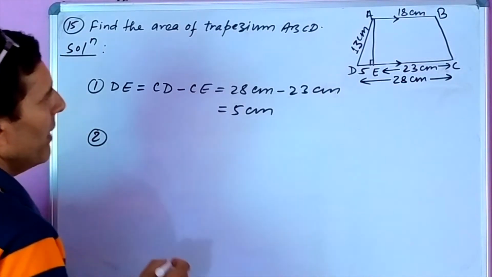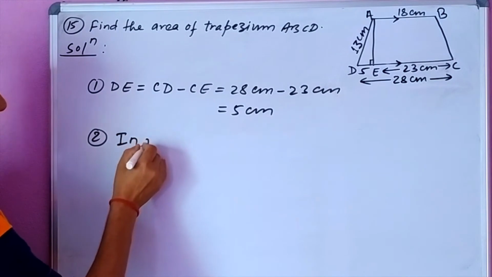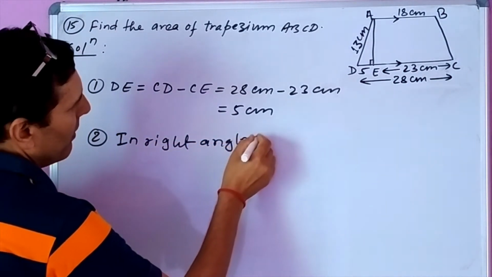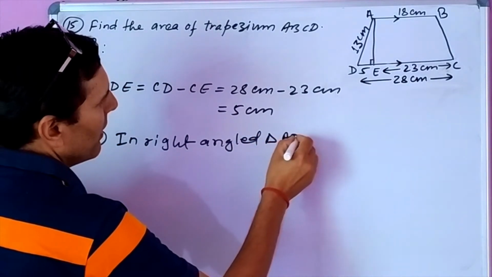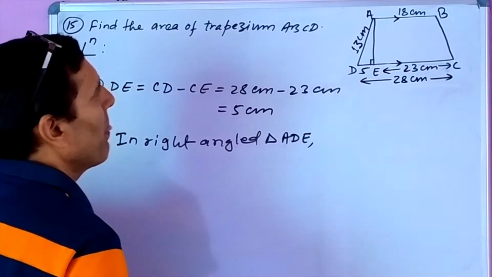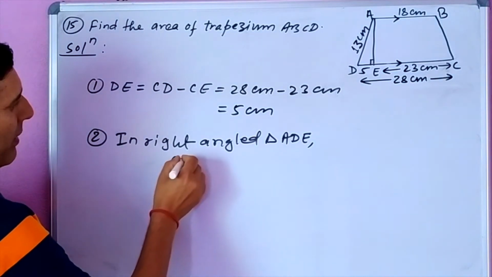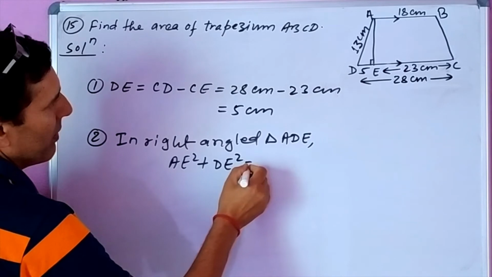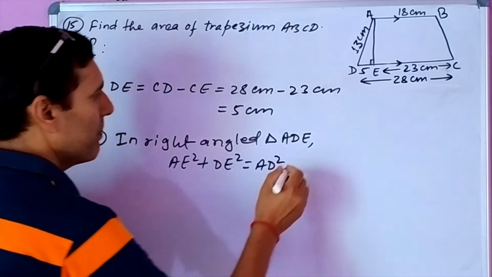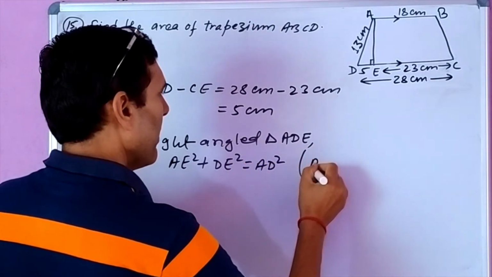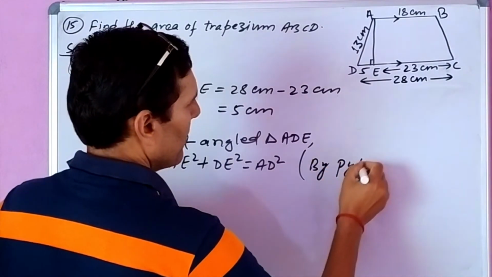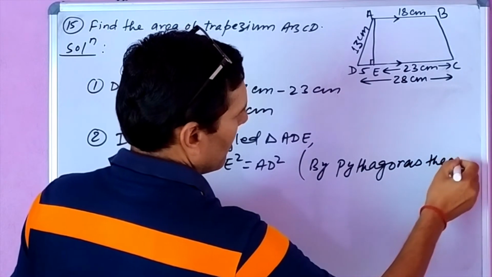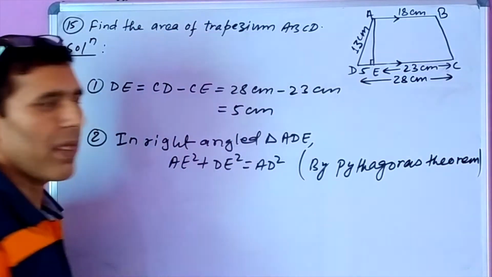So in right angle triangle ADE, we can write AE square plus DE square is equal to AD square. This we can write by Pythagoras theorem. It is the result of the Pythagoras theorem.